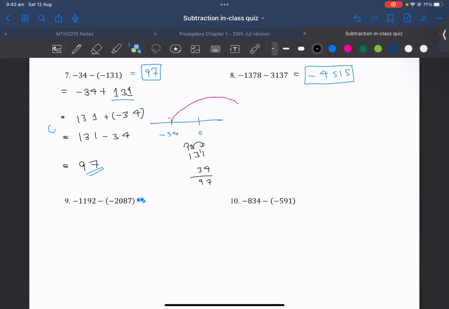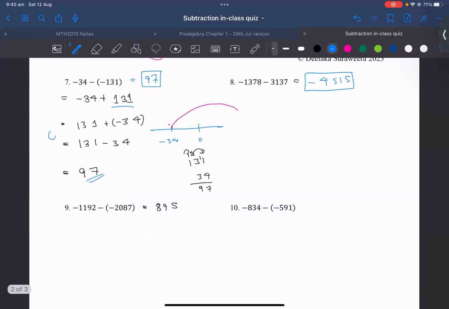And then question 9, the answer is 895. Any questions with this one? Again, question 9 is the same concept as this question. You're just subtracting a bigger negative number from it, so it becomes addition. And if it's tricky, switch them around. And then this question here, anyone know the answer to this one? 243. Positive or negative? Positive. Oh, close, but it should be negative 243. Because you're subtracting a smaller negative.